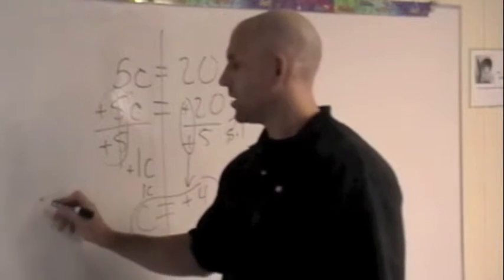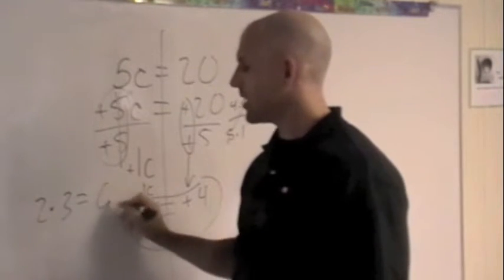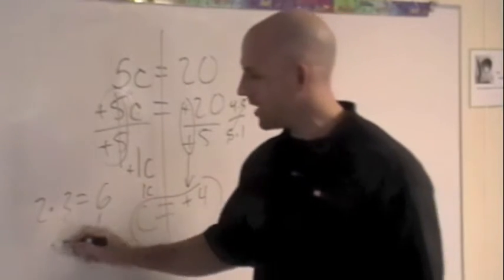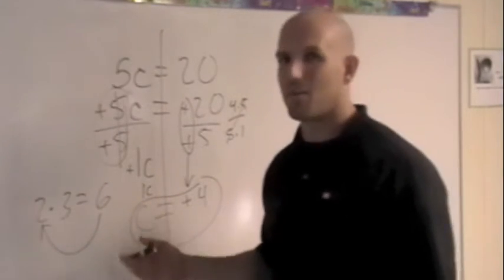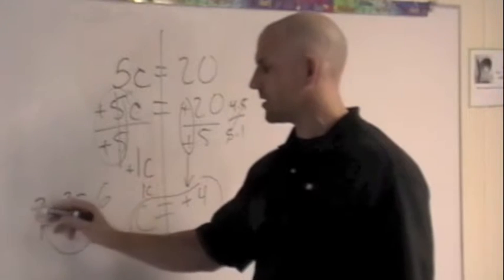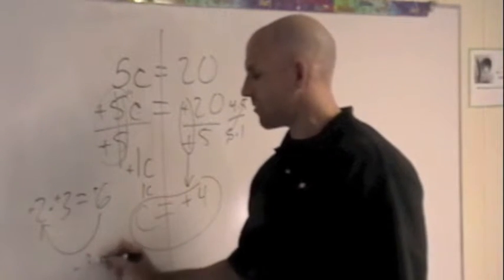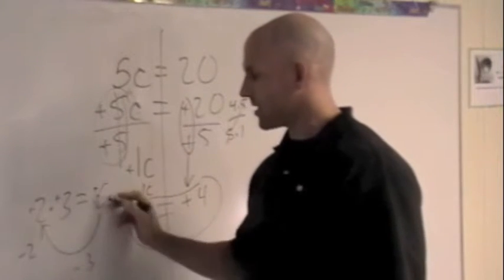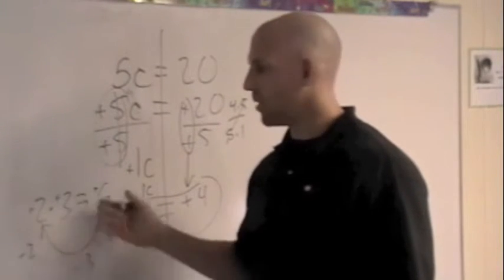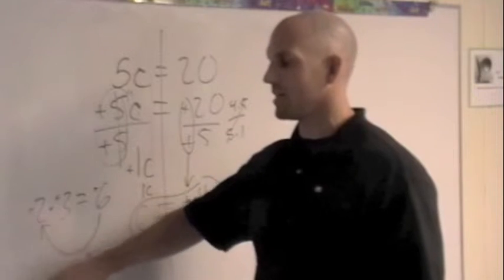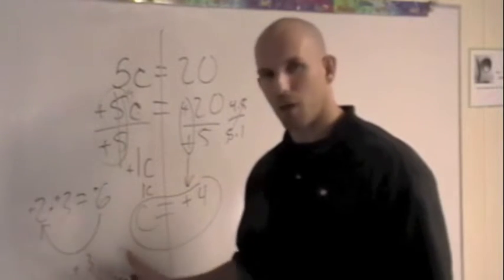If I do 2 times 3, that's going to give me a 6. Well, what's the only way to go back to 2? If I divide by a negative 3, these guys are both positive, 6 divided by negative 3 would actually be a negative 2, because these signs don't match. So what do we want to divide by to get back to our positive 2? We have to divide by positive 3.